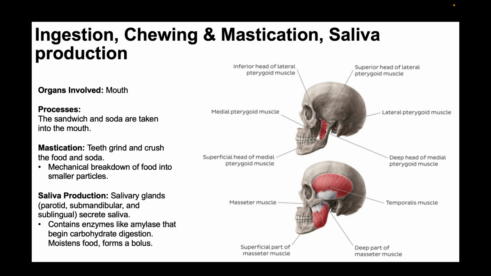When he takes a bite of the sandwich, the process of mastication begins. The muscles of mastication, responsible for chewing, operate at the temporomandibular joint to facilitate food grinding and tooth alignment.